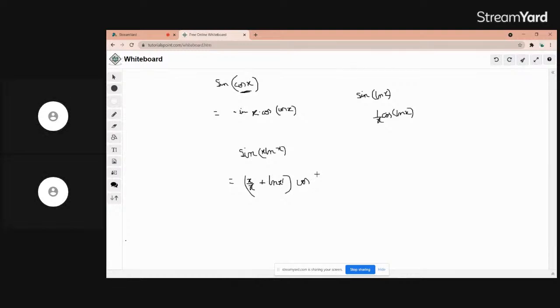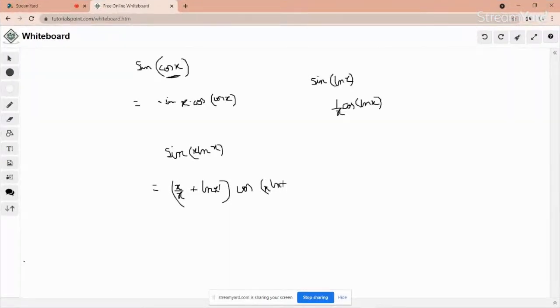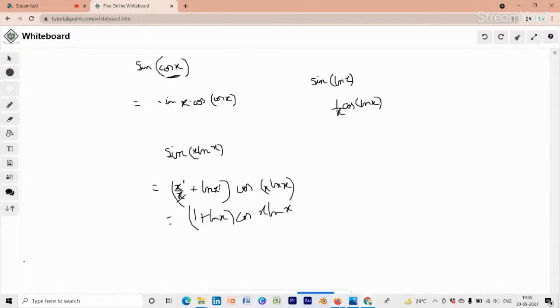Hello? So then we will write the entire term, the outside term, cos of ln x. So we will cut this x and x, and it will be 1 plus ln x, cos of x ln x. This can be done in a more complicated way. More complicated sums can also come. So let's move on to the next part.